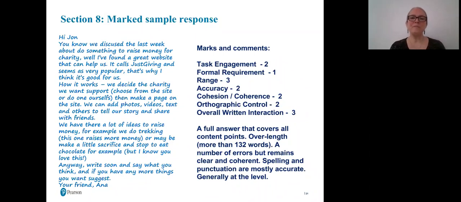So just briefly, this one is broadly at the level. It engages with all aspects of the task. It is too long, it's more than 132 words, so it loses a mark on formal requirement.